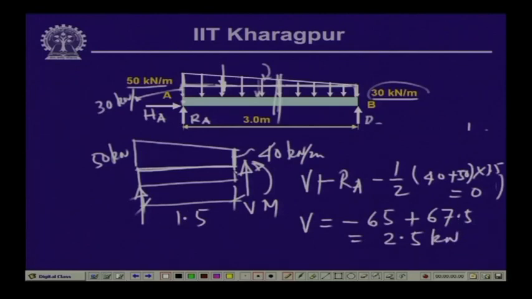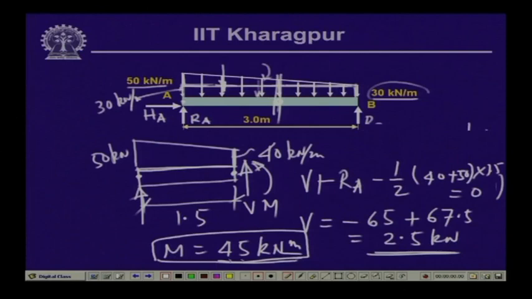And if we compute the bending moment, if we take the moment of all the forces with respect to this, we will get the moment of these forces, either with respect to this or with respect to this, of all the forces, and the moment comes as 45 kilonewton meter. So, at the mid span, because of this trapezoidally distributed load, you have the shear force as 2.5 kilonewton and moment as 45 kilonewton meter, and both are positive. So, the directions assumed in the cross section are right.